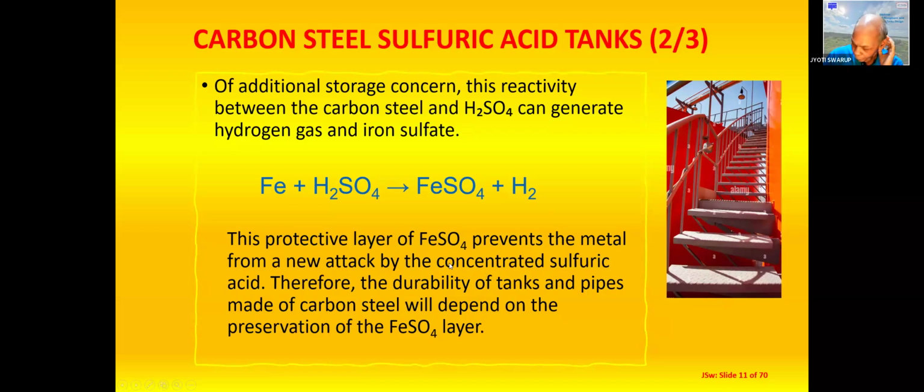So in a carbon steel tank, when you put sulfuric acid, initially there is going to be corrosion, rusting of the inner surface of the tank, which will form FeSO4, and that FeSO4 formation will not allow further corrosion of the tank. This is how carbon steel sulfuric acid tanks are basically utilized in the industry.